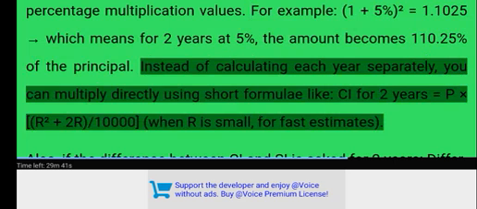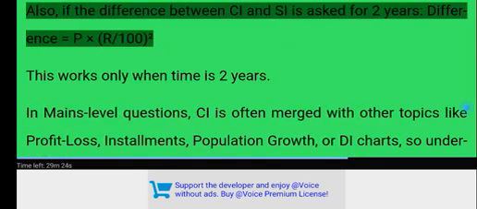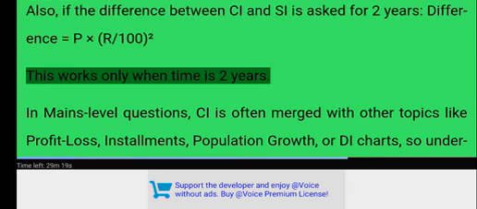Instead of calculating each year separately, you can multiply directly using short formulae like CI for 2 years equals P times (R squared plus 2R) over 10,000 when R is small, for fast estimates. Also, if the difference between CI and SI is asked for 2 years, the difference equals P times (R over 100) squared. This works only when time is 2 years.